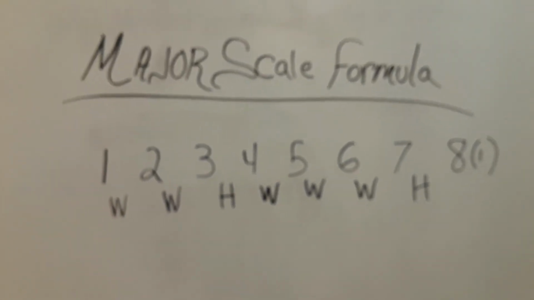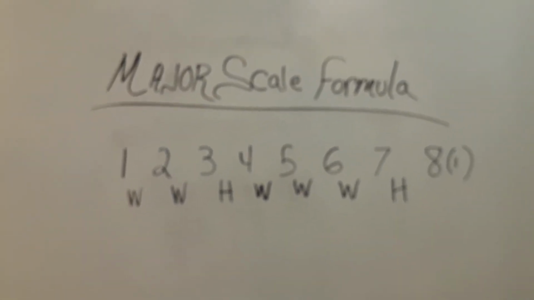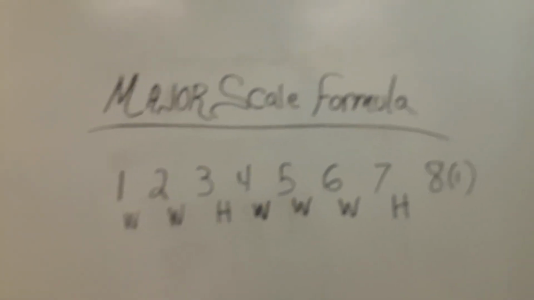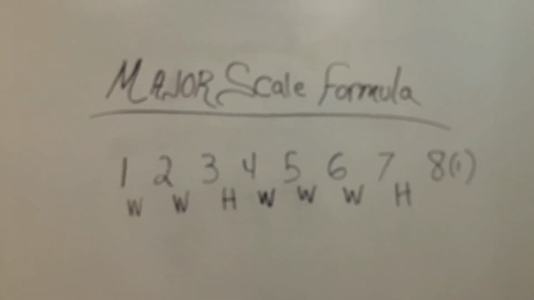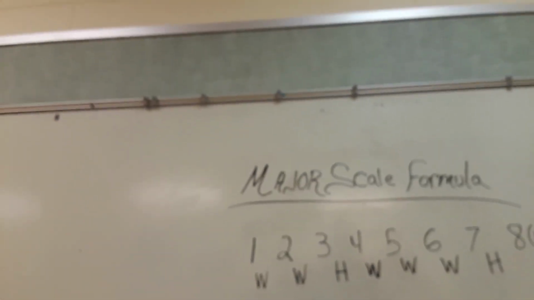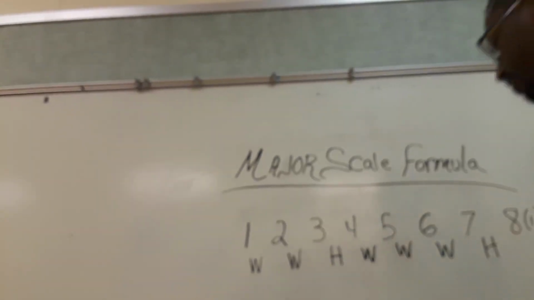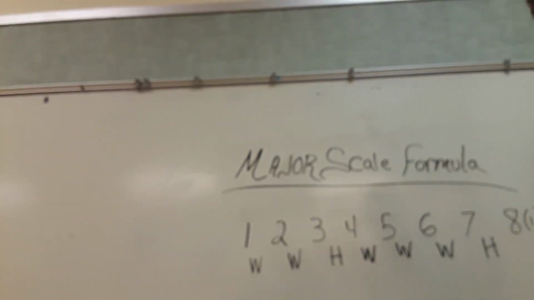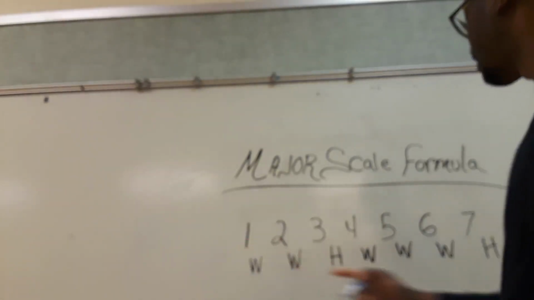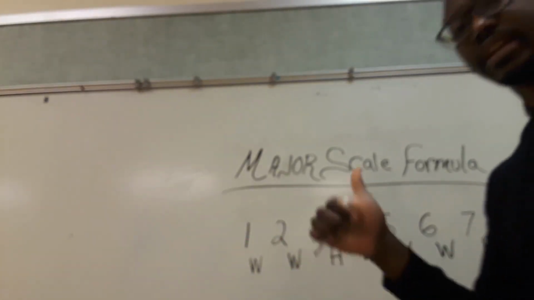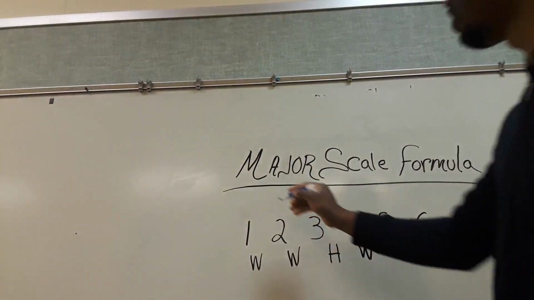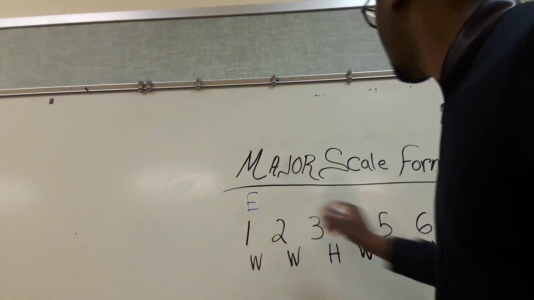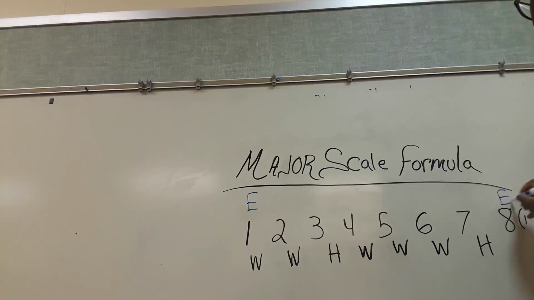All right, now that we have our scale formula, I'm going to show you how to verify. So let's just pick a random key. Let's say, let's do E. The name of the scale is always the first and last note. So we can put our E here, and we can put our E here.